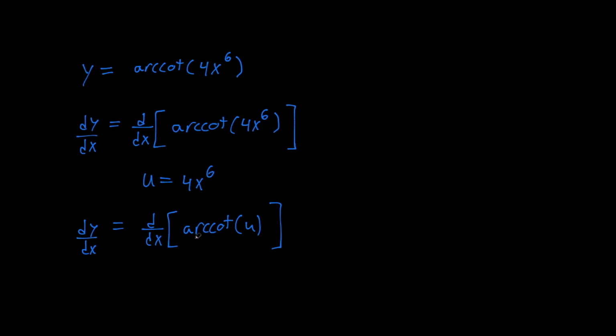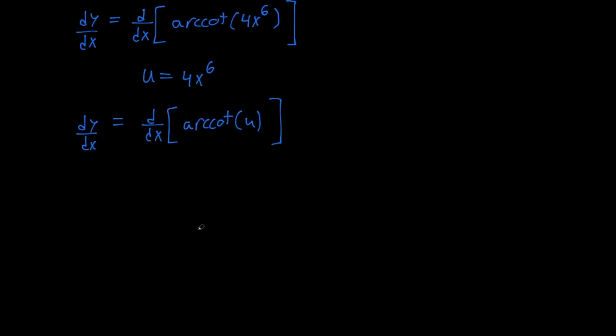Now we have a function that's in terms of u being differentiated with respect to x. So it's appropriate now to use chain rule. dy/dx equals du/dx times d/du of arc cotangent of u.